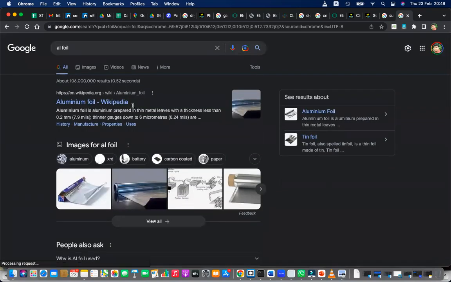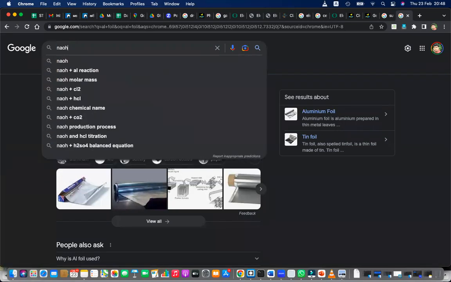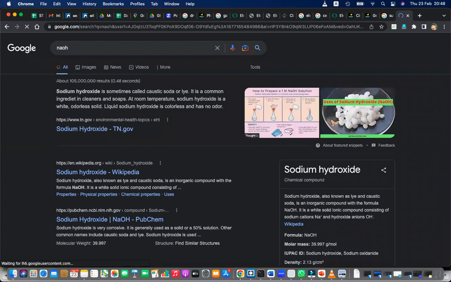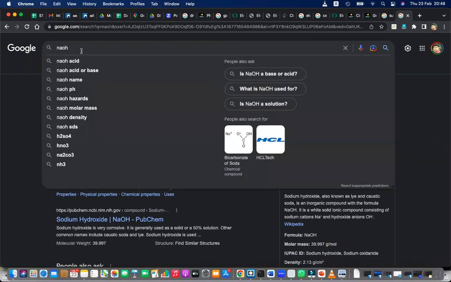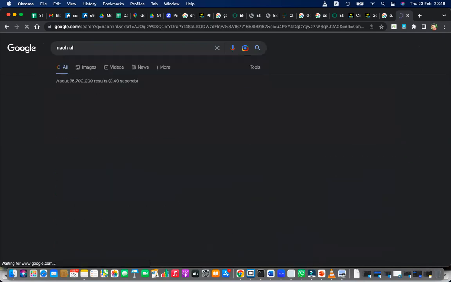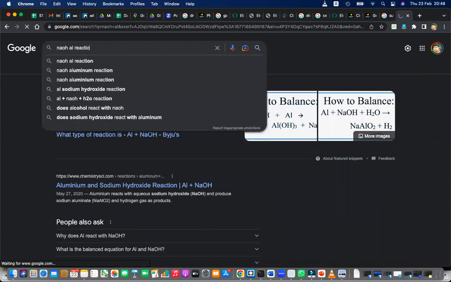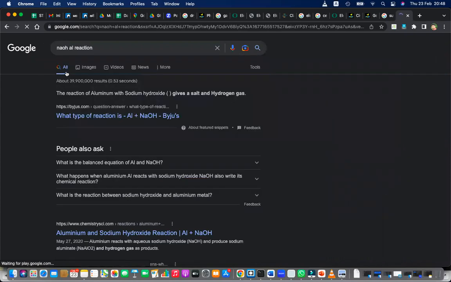You can take this aluminium foil and then use sodium hydroxide. We call it caustic soda. Sodium hydroxide is also available in hardware shops. Caustic soda is a base. It's not an acid, it is a base. Right? Caustic soda with aluminium will react. So this is what happens.